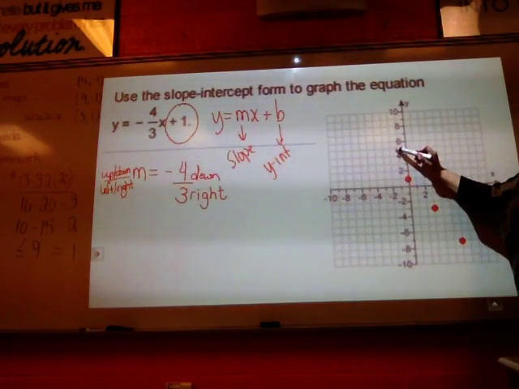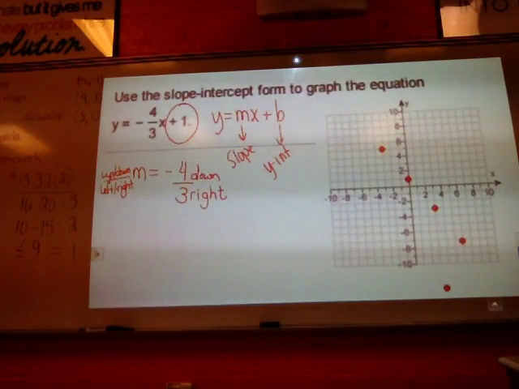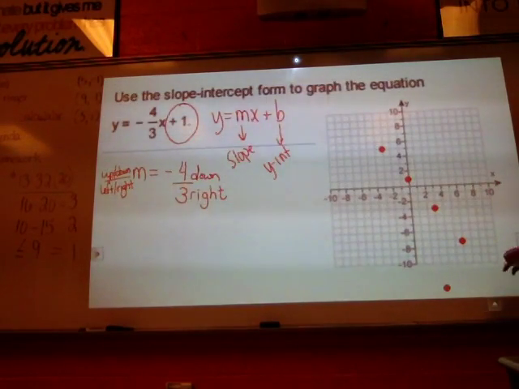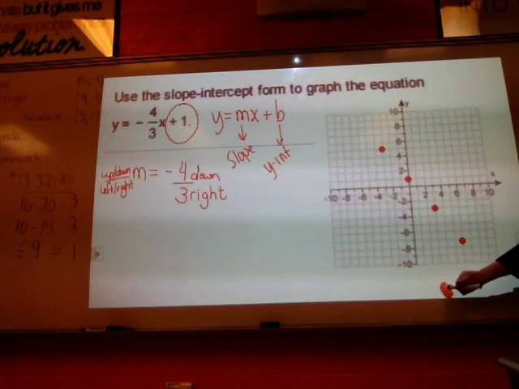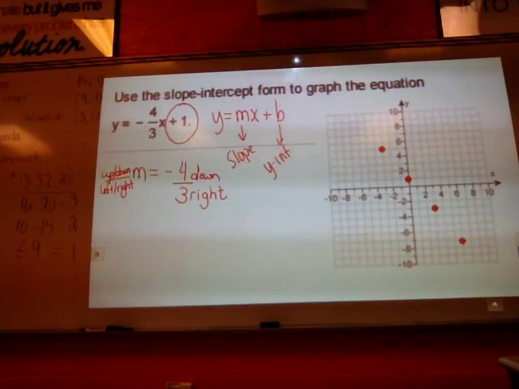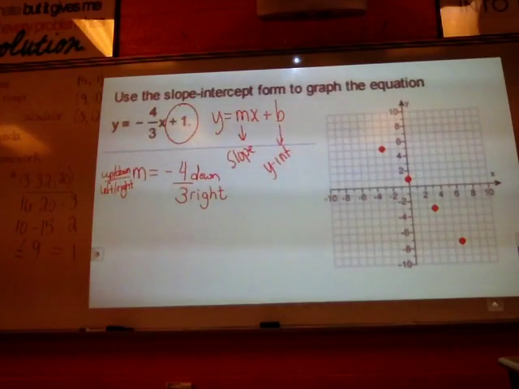1, 2, 3, 4. 1, 2, 3. And then that would be my line, and it would be graphed using slope-intercept form, where m is my slope and b is the y-intercept.